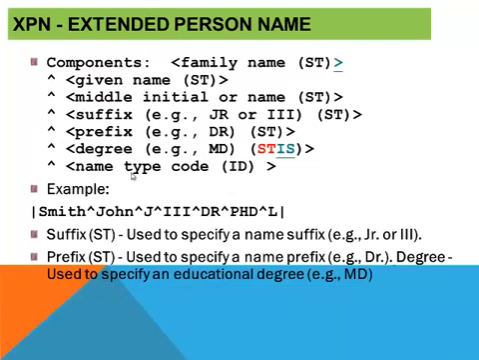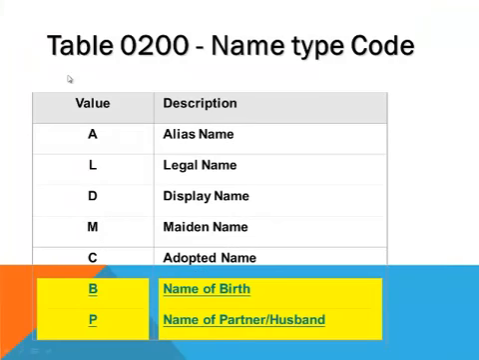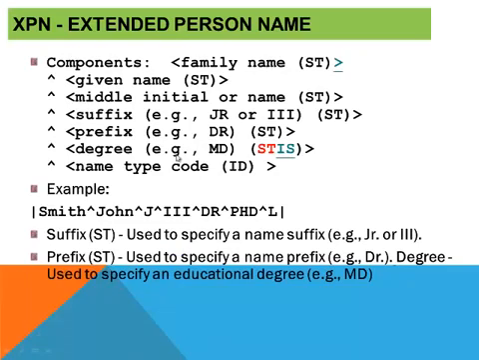In fact, the name type code comes from table 0200. There are several name type codes here: A, L, D, M, C, B, P. They have different meanings. For example, A means alias name, L means legal name, D means display name, M means maiden name, C means adopted name, B means name of birth, and P means name of partner or husband. This just tells you what kind of name is in this message.